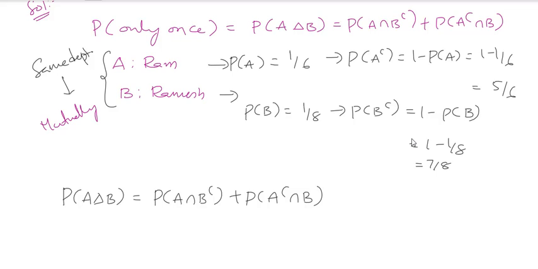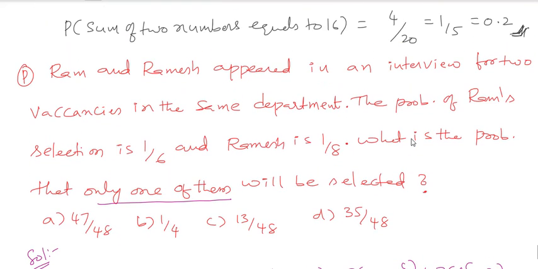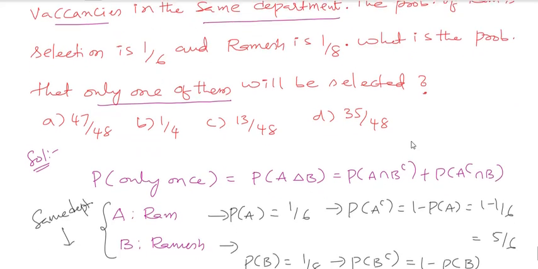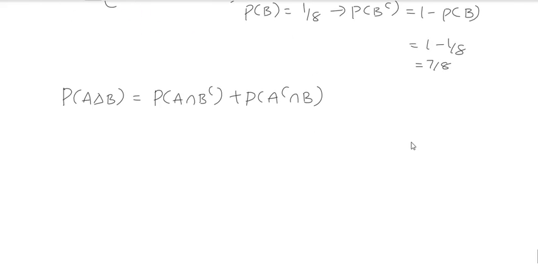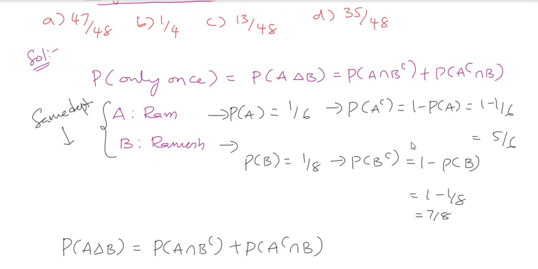Sorry, this is not mutually exclusive events. See, here for the same department only they are taking, but two different vacancies: the first vacancy and the other vacancy. So for two vacancies they are taking. Hence A and B are independent events. Am I right or not?